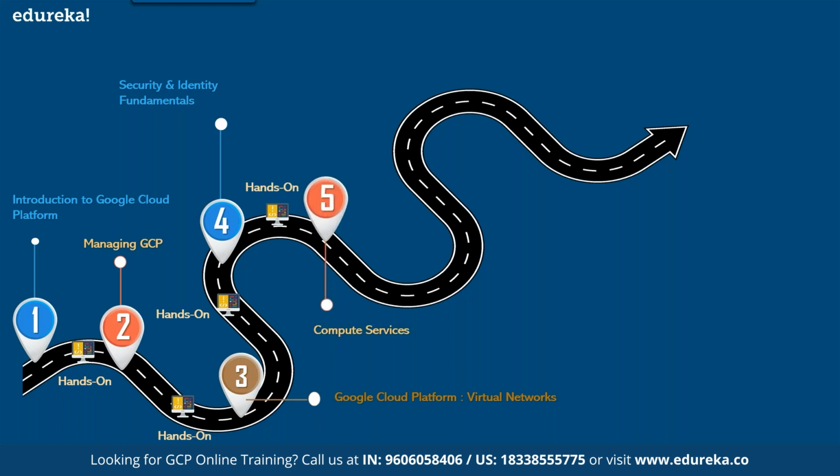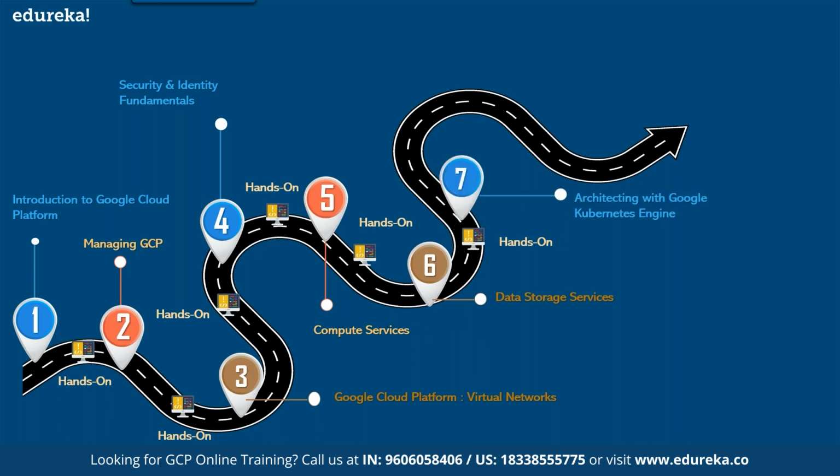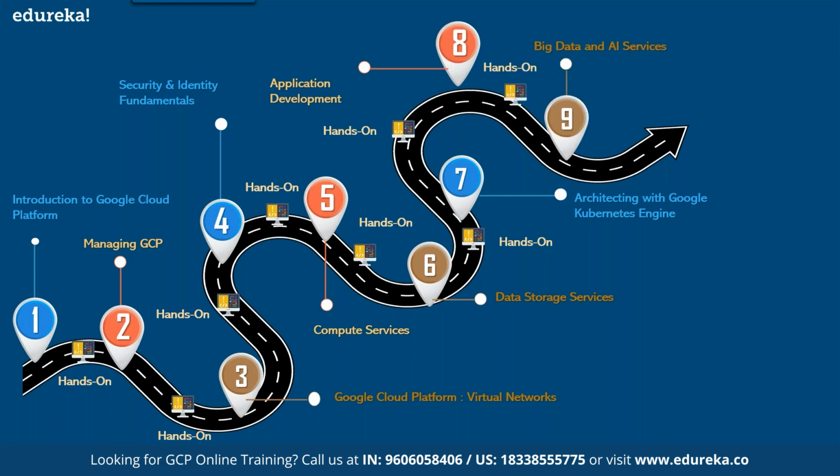In the next class, we talk about compute services, the different compute services that it supports, with the respective hands-on. In the next class, we talk about data storage services with the hands-on. In the next class, we talk about architecting with Google Kubernetes Engine with hands-on. In the next class, we talk about application development with hands-on. Then in the next class, we talk about big data and AI services with the respective hands-on. And in the last class, we talk about automation with the respective hands-on.